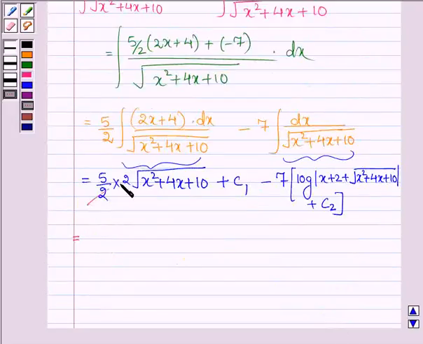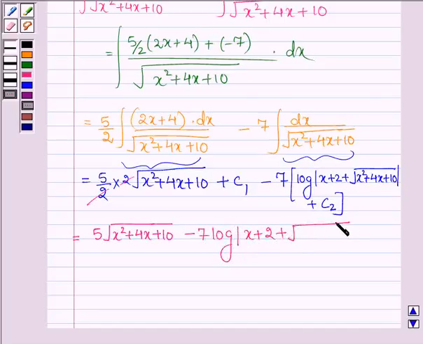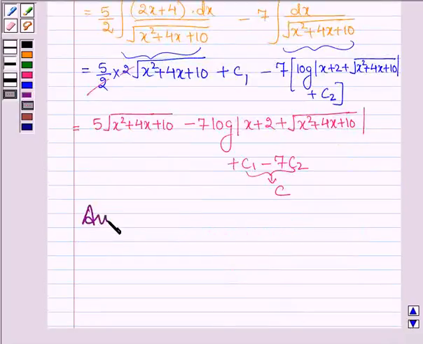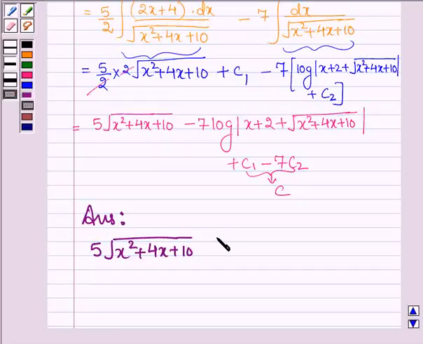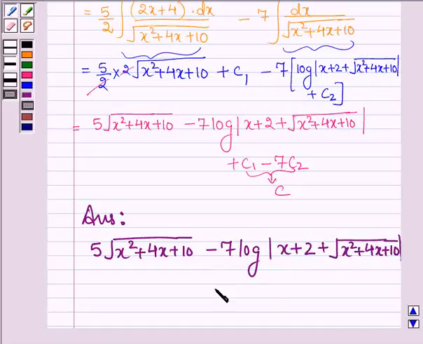This is further equal to, 2 cancels out with 2, we have 5 root over (x² + 4x + 10) minus 7 log mod of (x + 2) plus root over (x² + 4x + 10) plus c1 minus 7c2, and this is a constant, let us denote it by c. Thus, on integrating the given function, we get 5 root over (x² + 4x + 10) minus 7 log mod of (x + 2) plus root over (x² + 4x + 10) plus a constant c. So this completes the session. Bye and take care.